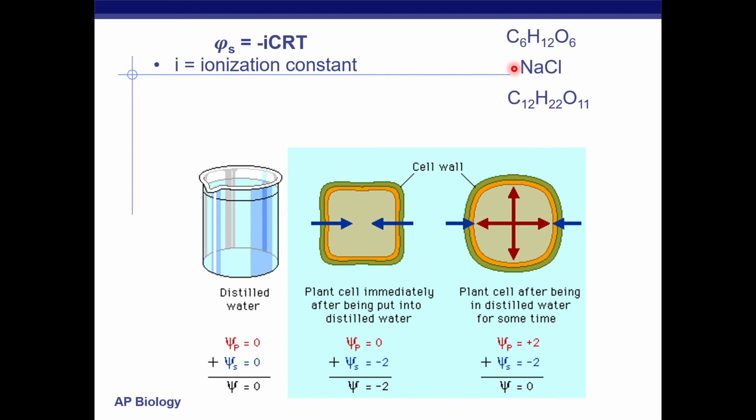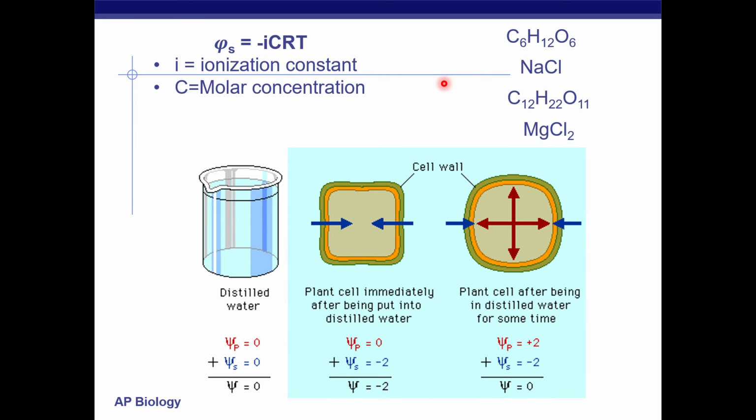These are the only two that we're going to use, but know that there are other solutes that could possibly be in solution. We just don't need to worry about those. This talks about how they dissolve in solution. Sugar dissolves just into smaller C6H12O6 molecules, whereas sodium chloride is going to dissolve into sodium ions and chlorine ions, and that's why that's a 2 and this is a 1.